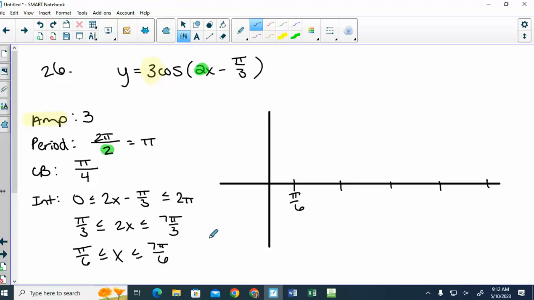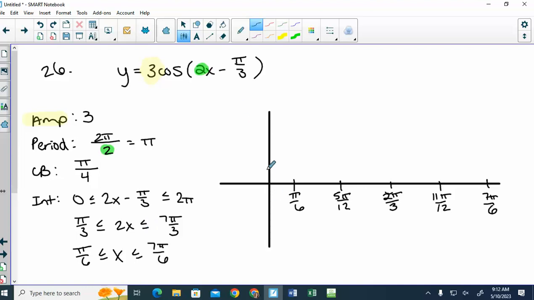So pi over 6, then 5 pi over 12, and 8 pi over 12, so 2 pi over 3. And 11 pi over 12. And 7 pi over 6. And you'll notice the last one was where my interval ended. If I asked for a second period, what would you do? Yep, 4 more points.